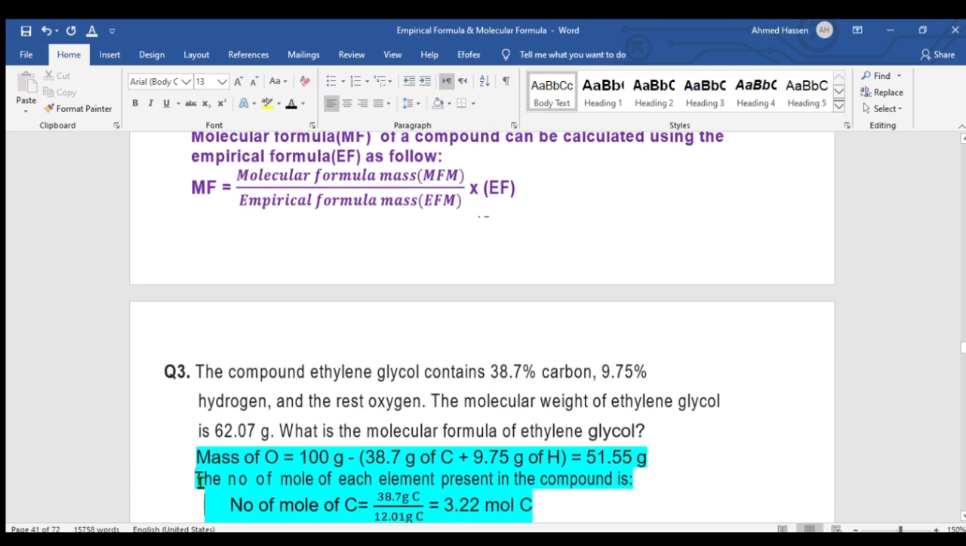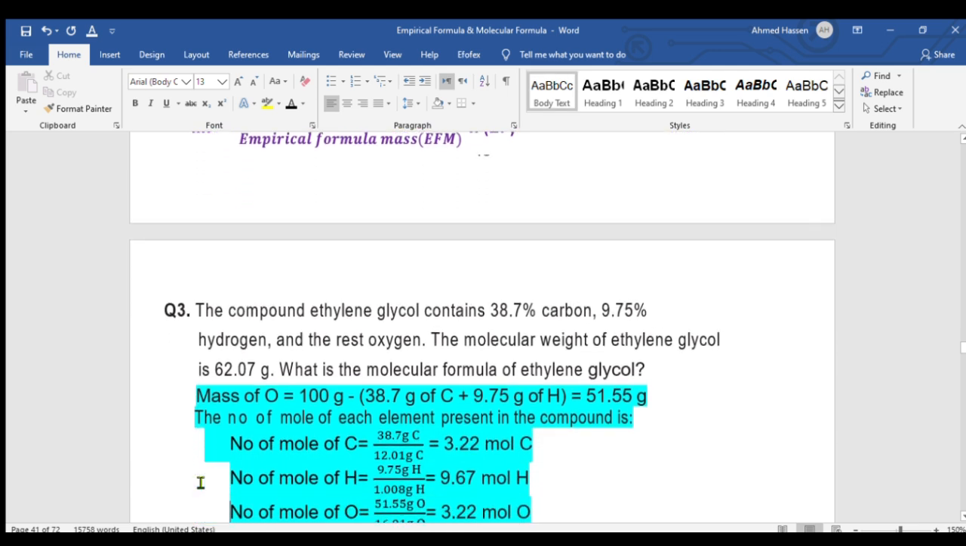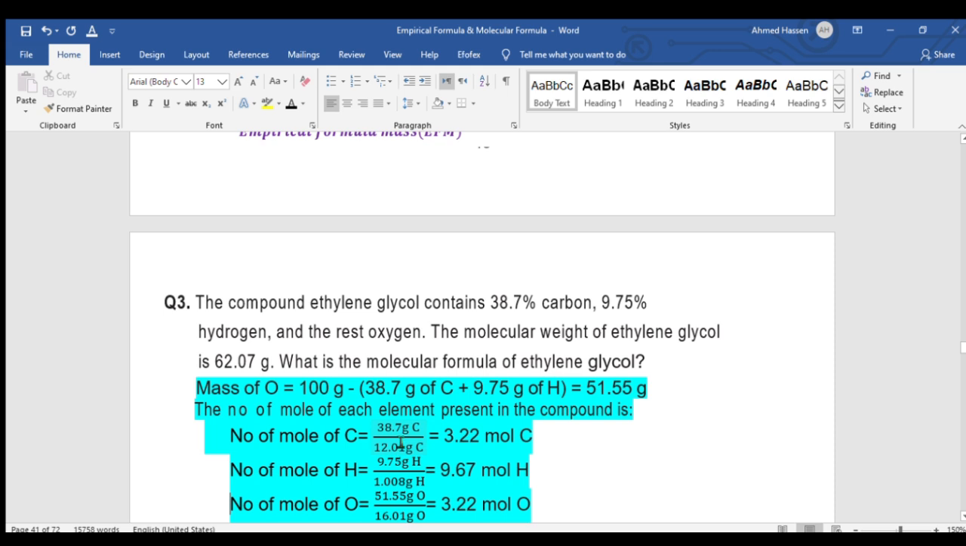Then the number of moles of each element will be calculated as follows. Number of moles of carbon is equal to the mass given of carbon over the atomic mass of carbon, 12, which is equal to 3.22 mole of carbon. Number of moles of hydrogen is equal to 9.75% of the given mass of hydrogen over the atomic mass of hydrogen, which is 1, which is equal to 9.67 mole. And number of moles of oxygen is equal to the mass percentage of oxygen, 51.55, divided by the atomic mass of oxygen, which is equal to 3.22.